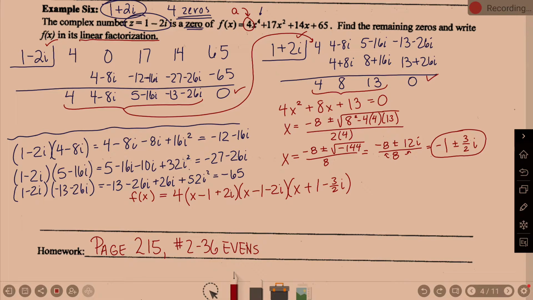And then the last one, x minus, this time I'm subtracting negative 1 minus 3/2 i. So if I subtract a negative 1, that becomes plus 1. And if I subtract a negative 3/2 i, that becomes plus 3/2 i. That is one version of your answer.